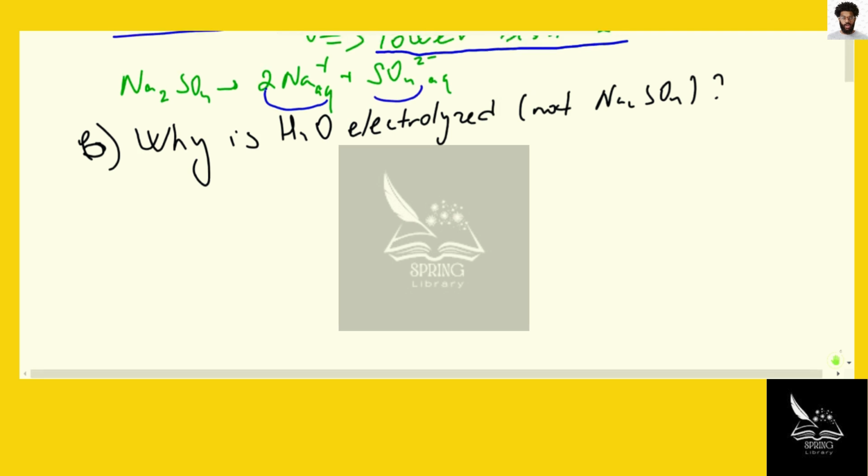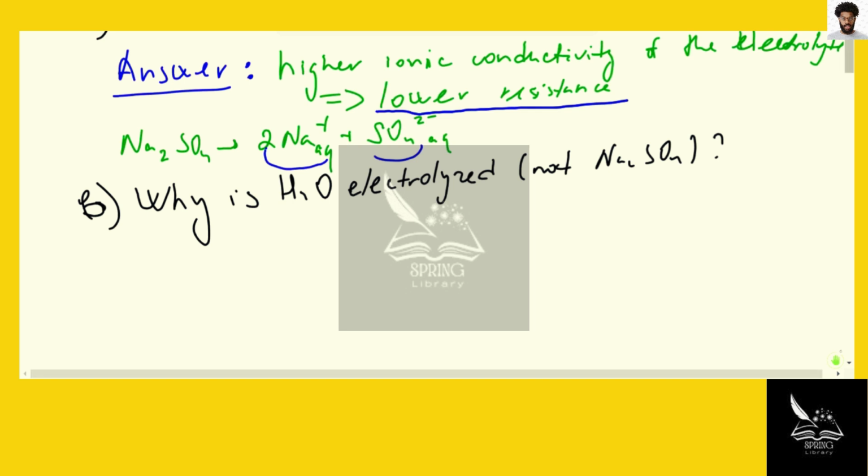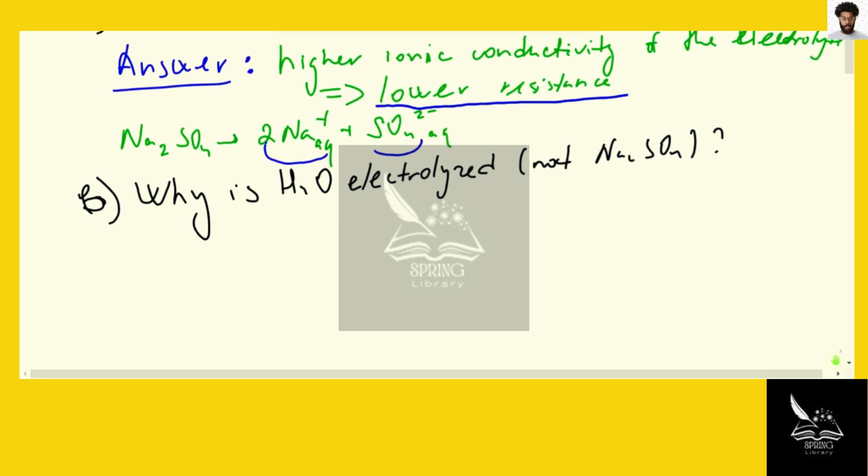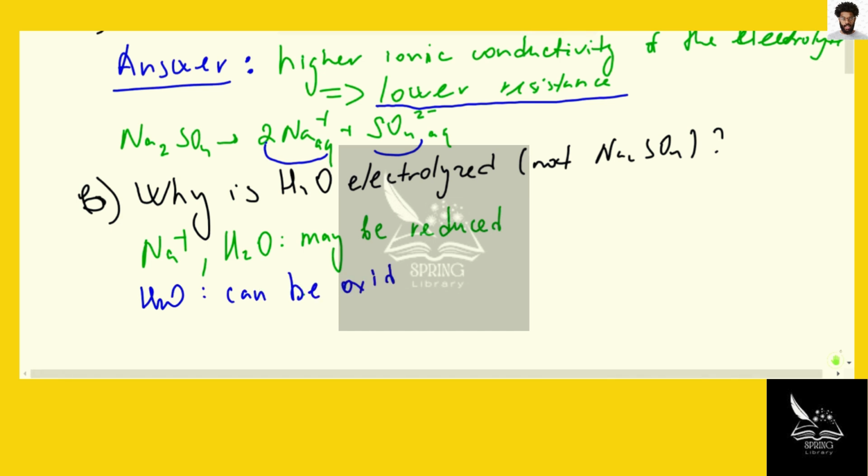The second question is, why is water electrolyzed instead of sodium sulfate? In order to answer this question, we have to first understand which species can be reduced. Those species are sodium plus and water. Meanwhile, only water can be oxidized, because sulfate cannot be oxidized further.